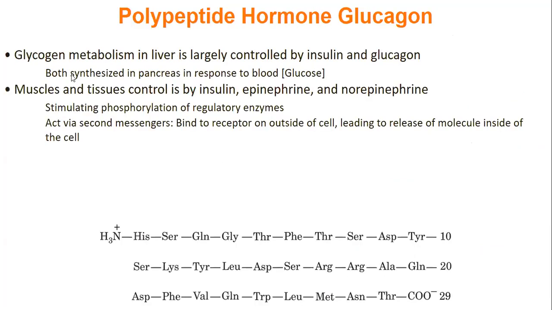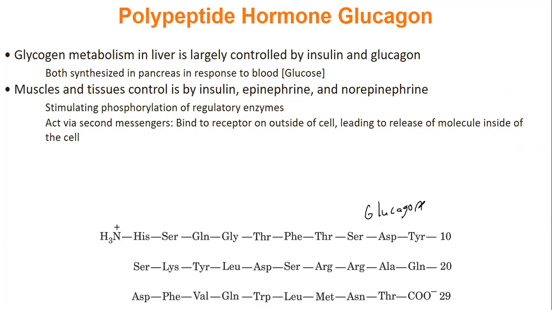All right, so just a couple more slides to go, and this is glucagon. We're going to briefly talk about hormone control of glycolysis and glycogen breakdown now. The metabolism of glycogen mainly happens in your liver. That's where a lot of your glycogen is. And it's usually controlled by two hormones. There are others that we'll look at, but two main ones being insulin and glucagon.